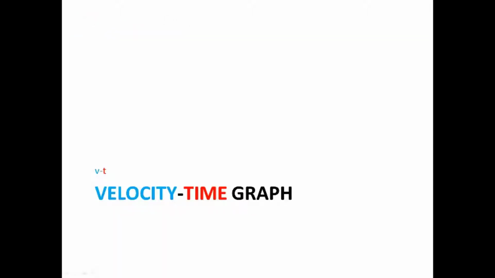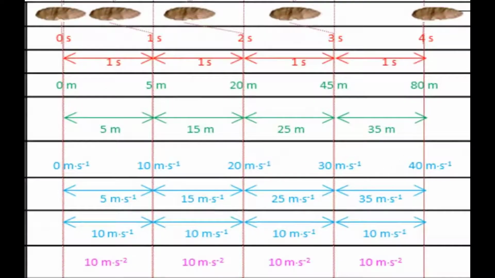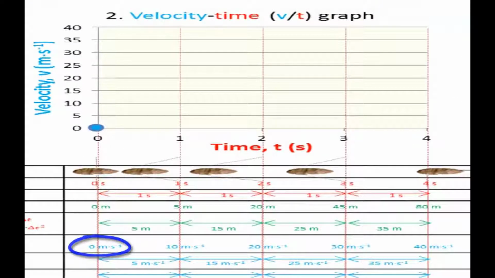Let's plot a velocity time graph for this accelerated motion. Time 0 seconds, velocity 0 meters per second. Time 1 second, 10 meters per second. 2 seconds, 20 meters per second. 3 seconds, 30 meters per second. 4 seconds, 40 meters per second.